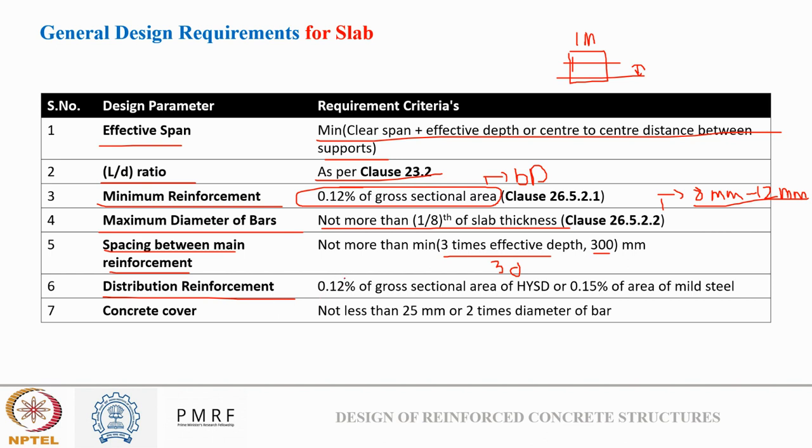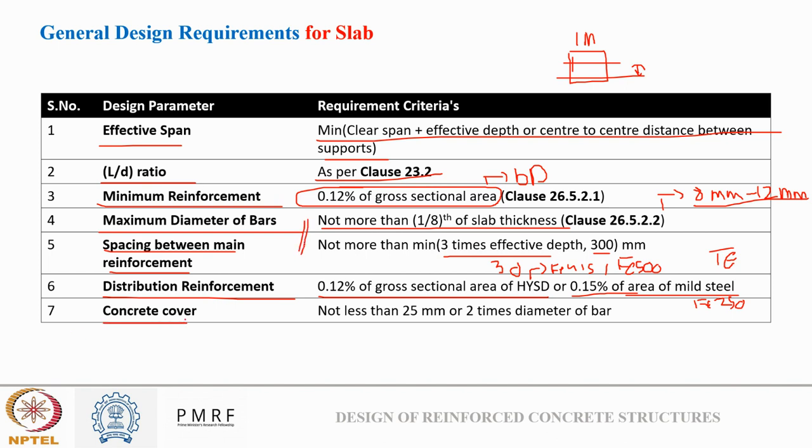That area should be 0.12% of gross sectional area if we are using HYSD steel. HYSD means Fe415 or Fe500. And if we are using mild steel, meaning Fe250 grade, we need to provide 0.15%. This refers to the area that we have provided in tensile reinforcement in the longitudinal section direction.